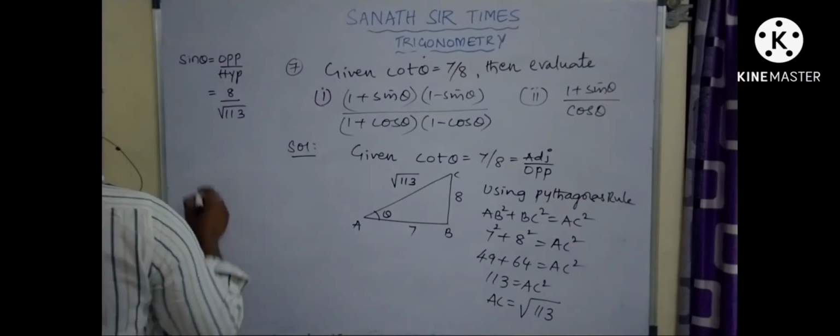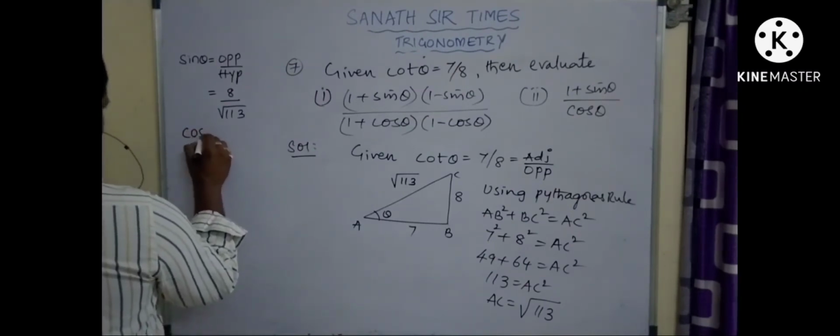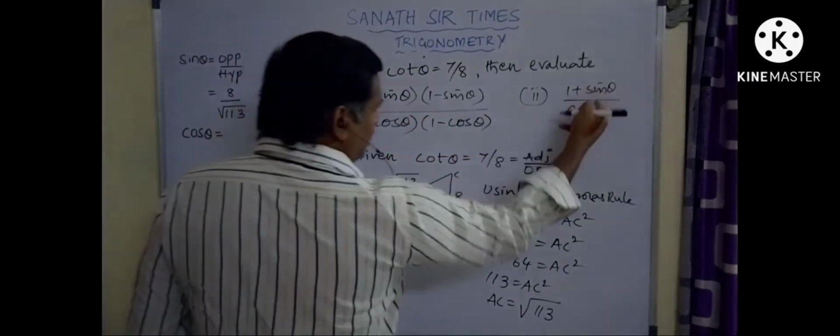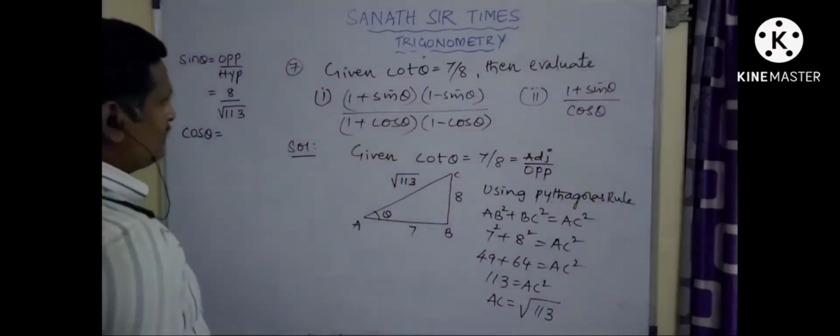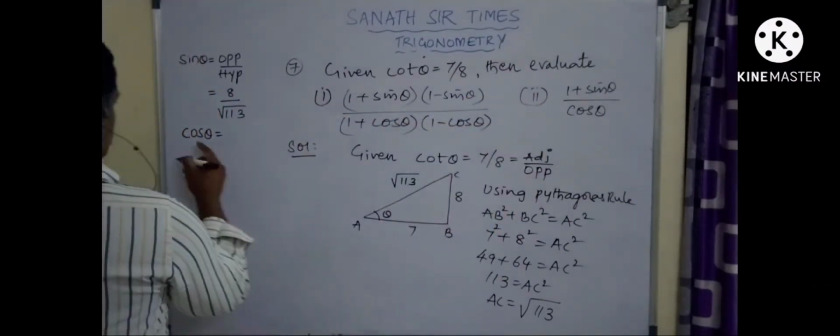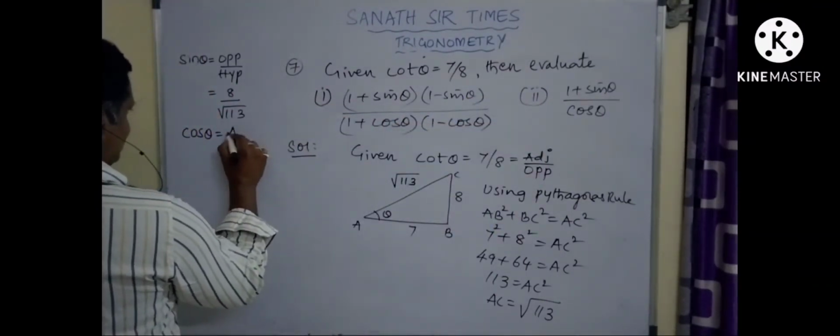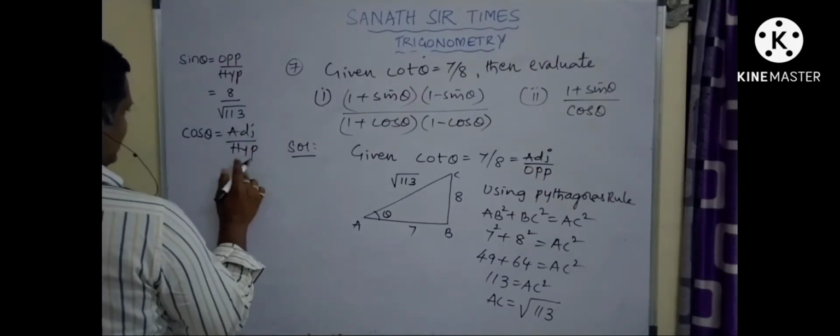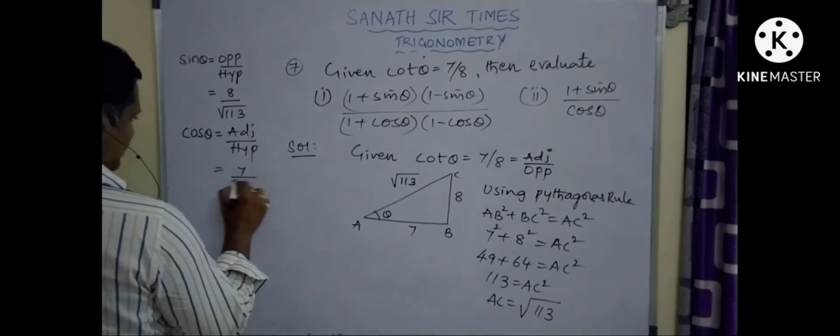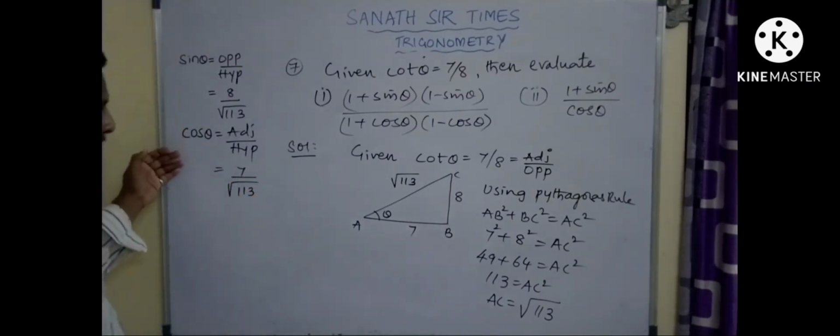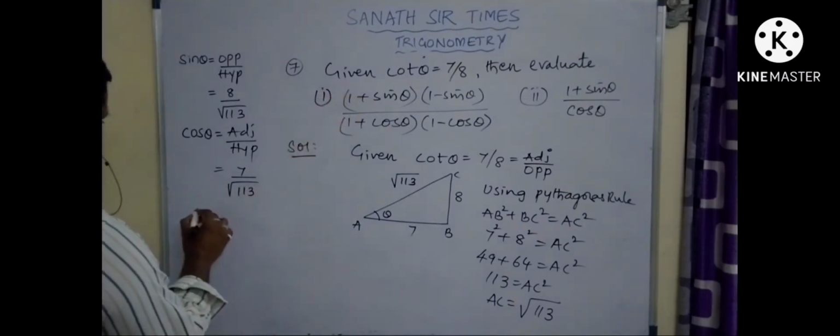This is sin theta. Now you also need cos theta, because the question involves sin and cos. So once you get the values of sin and cos, that will be useful for both 1 and 2 problems. So cos theta is adjacent side by hypotenuse. So adjacent side is 7 divided by hypotenuse is root 113. So once the raw material is with you, you can invite question number 1.